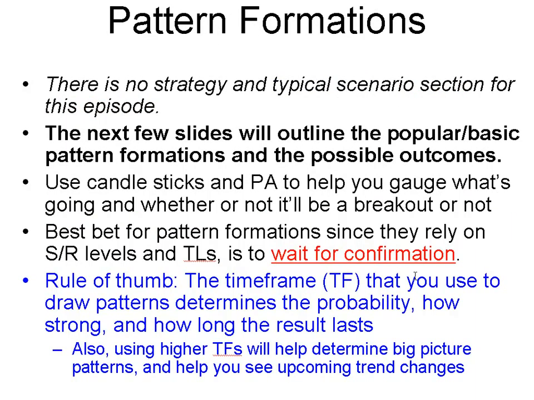For this episode, there are no strategies and no typical scenarios. I'm simply going to go through all the different patterns, show you the results, what typically happens, and the counter example of those. You have to use candlesticks and PA to distinguish whether or not the typical result will happen. Let's say something is supposed to break out, but then there's a reversal and it doesn't break out instead. So you've got to watch out for those things. And since you're betting on the support resistance levels or trend lines, it's better to wait for confirmation. That way you're safer in trades.